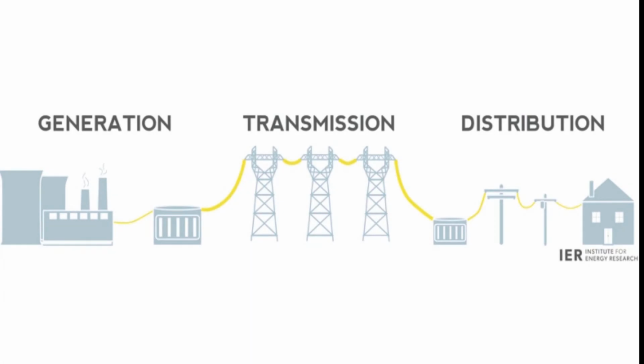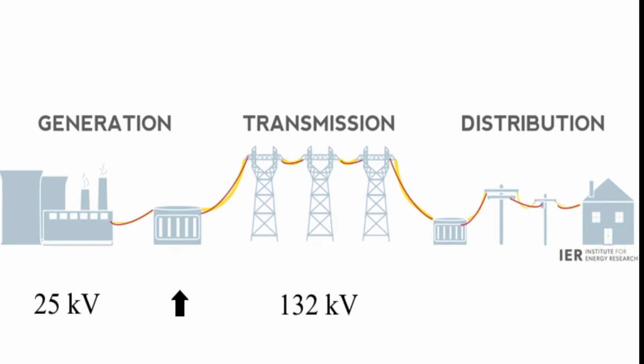Electrical energy generated in power stations has a voltage of 25 kilovolts. From there, it goes through a step-up transformer, which increases the voltage to 132 kilovolts, before being transmitted over long distances through the national grid. This is done to reduce power loss in cables. Heat is generated in cables due to electrical current.